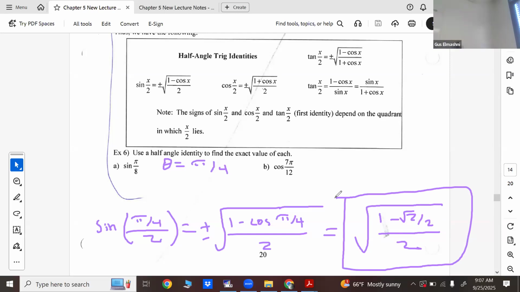Now, why did I drop the plus or minus, and how come I didn't put a negative? Why put the positive? Think about it. Pi over 8, what quadrant is pi over 8 going to be in? First. So keep it positive. What if it was like 11 pi over 8? Then 11 pi over 8 is in the third quadrant, so it's got to be negative. All depends what you're working with.